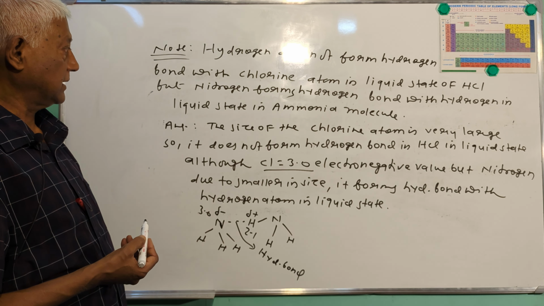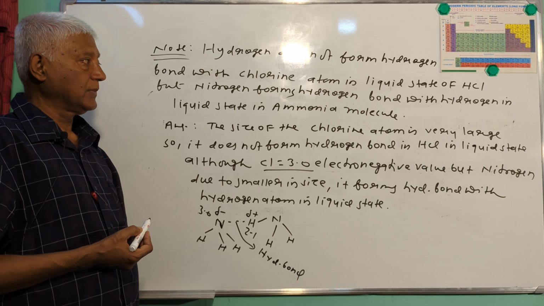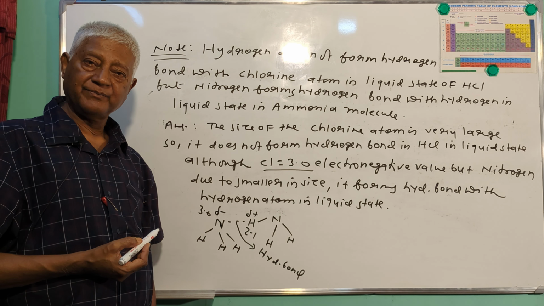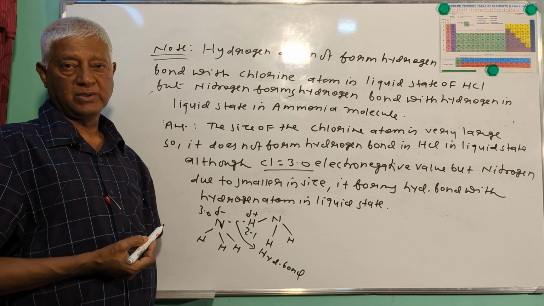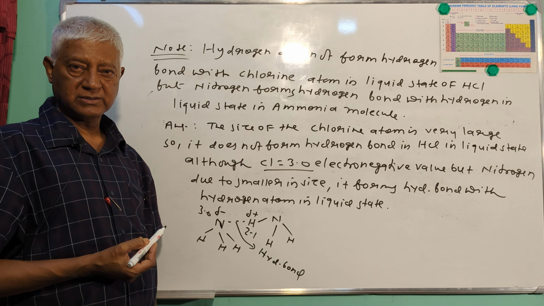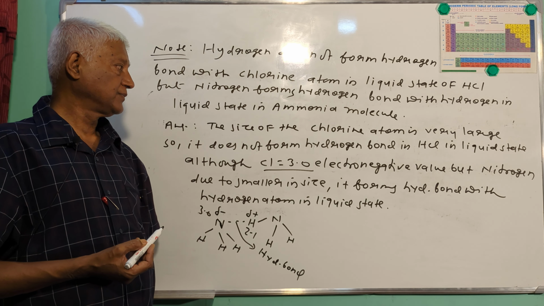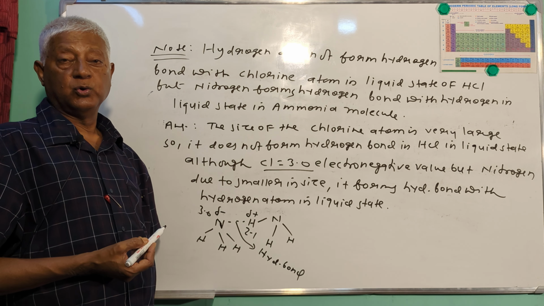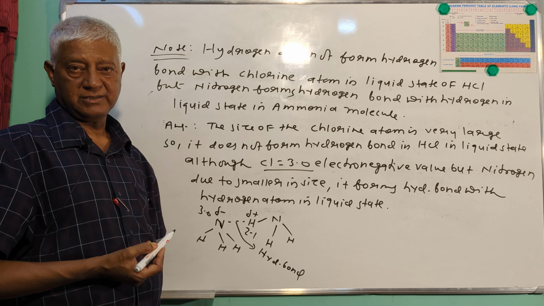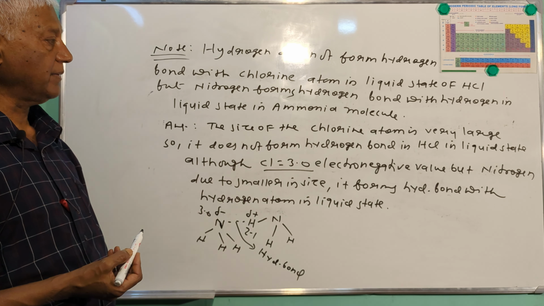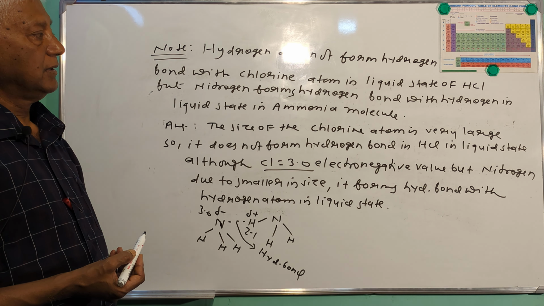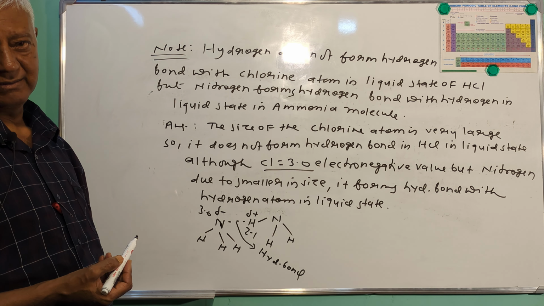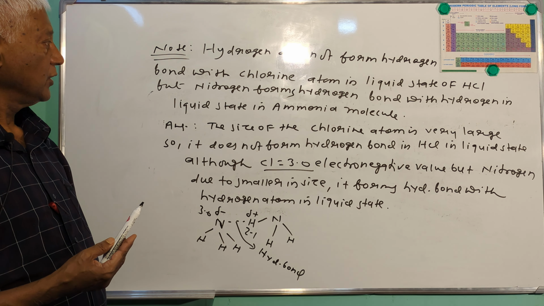So there are two criteria over here. One, those elements which form hydrogen bond with hydrogen must have a greater electronegativity value. Yes. And the second criterion is the size of the atom must be small, not large. If large, it does not form hydrogen bond, like hydrogen does not form hydrogen bond with chlorine in HCl in liquid state. So I think you are clear.